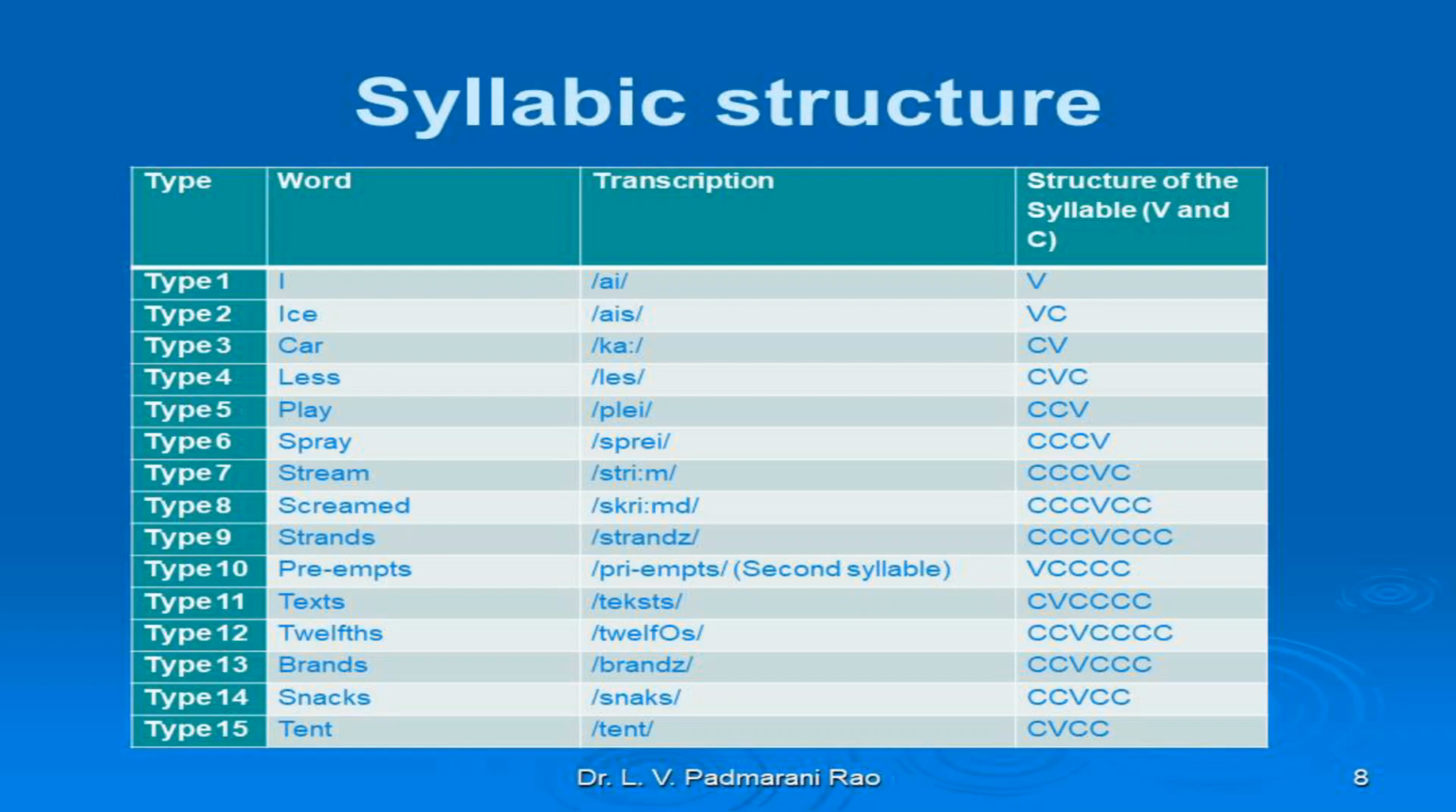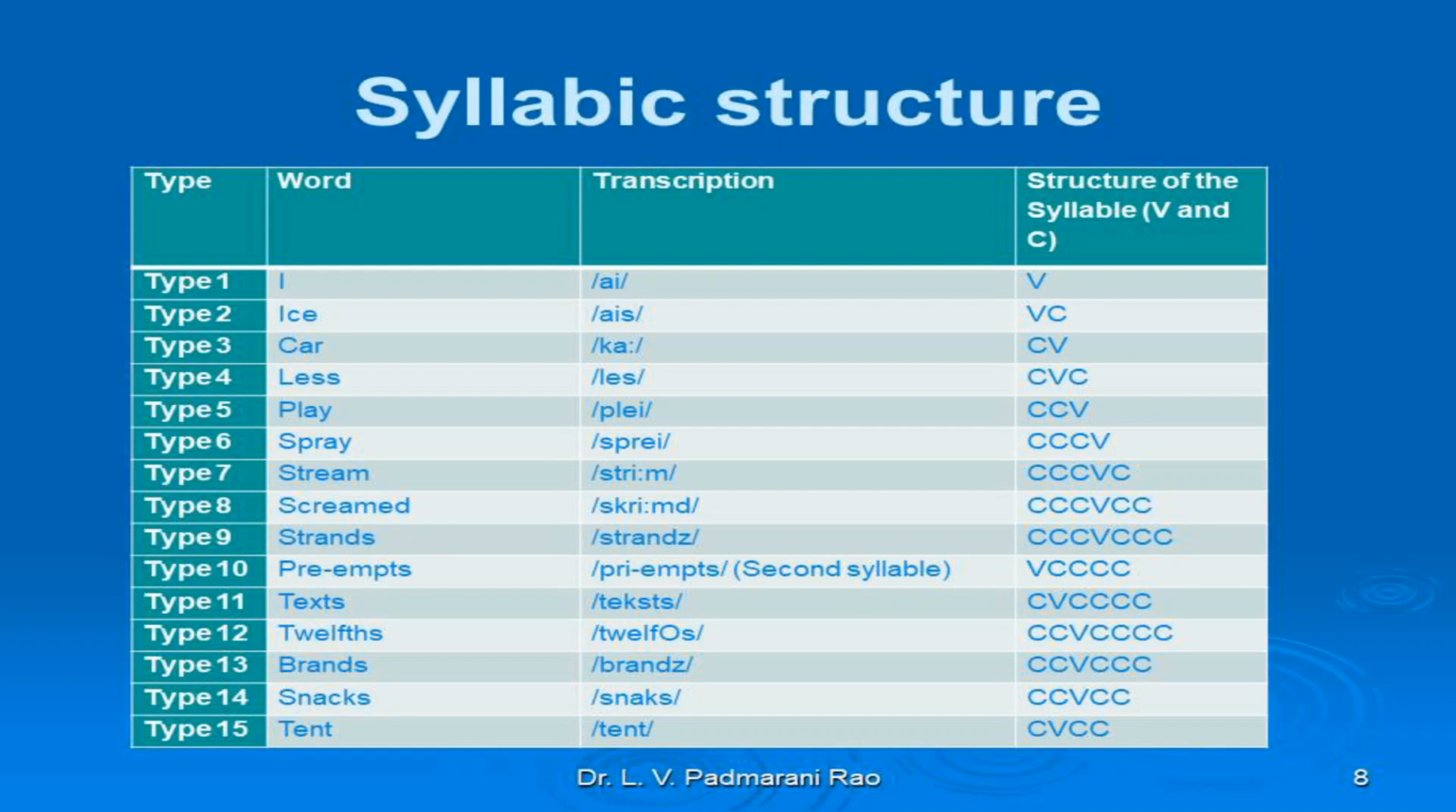That's right. Look at the ninth example, strands. It has the syllabic components S, T, R, N, D and Z as consonants and only one vowel sound is there, A. So it has the syllabic structure of CCCVCCC. That's right.